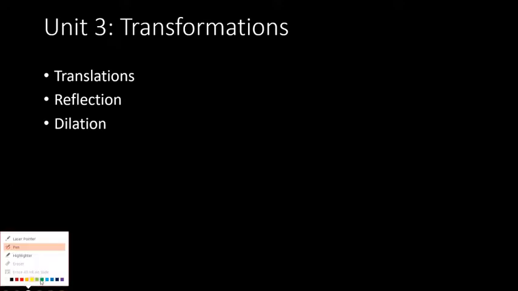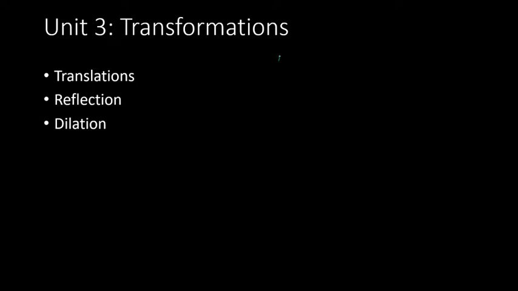In Unit 3, you're introduced to transformations, specifically translations, reflections, and dilations. Remember, a translation is something that moves the graph left, right, up, or down. So that would be something like if I had f of x looking like this, I could transform it and move it downward. This would be a translation.